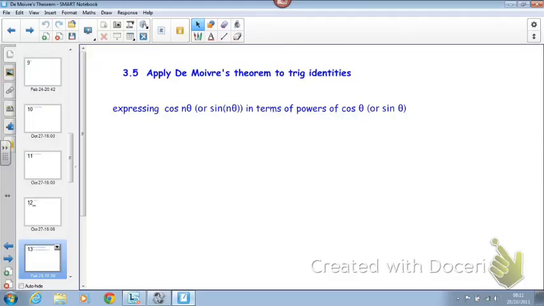We're going to look at applying de Moivre's theorem to trig identities. For example, we're going to look at expressing cos nθ, where n is an integer, or sin nθ, in terms of powers of cos θ or powers of sin θ.